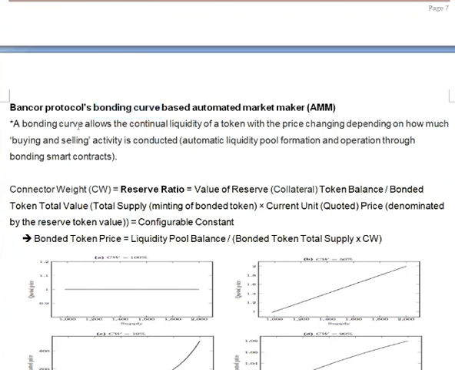A bonding curve allows continual liquidity of a token, with the price changing depending on how much buying and selling activity is conducted. So this is actually an automatic liquidity pool formation and operation through the bonding smart contract. This part you implement in your smart contract.